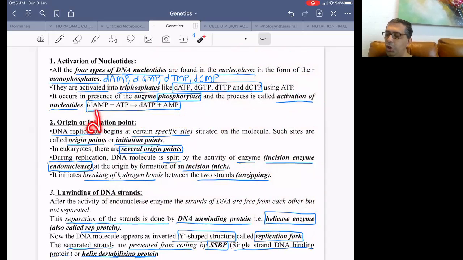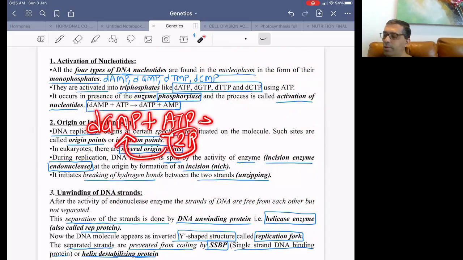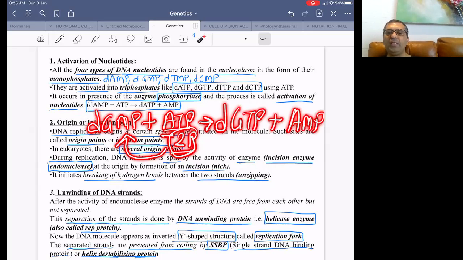So in deoxyguanosine monophosphate plus adenosine triphosphate, two phosphates are removed from ATP and added to deoxyguanosine monophosphate, which becomes deoxyguanosine triphosphate, and adenosine triphosphate on losing two phosphates becomes adenosine monophosphate. So again, two phosphates are removed from ATP and given to deoxyguanosine monophosphate, which becomes deoxyguanosine triphosphate.